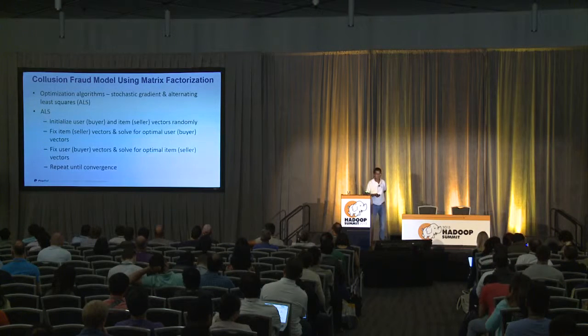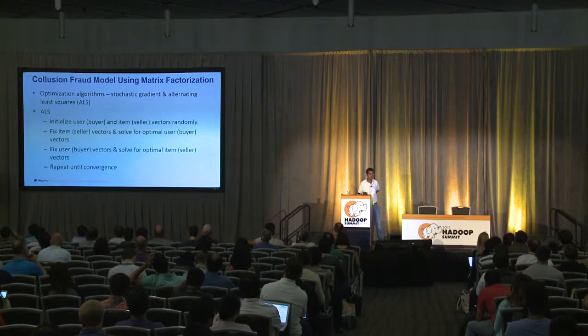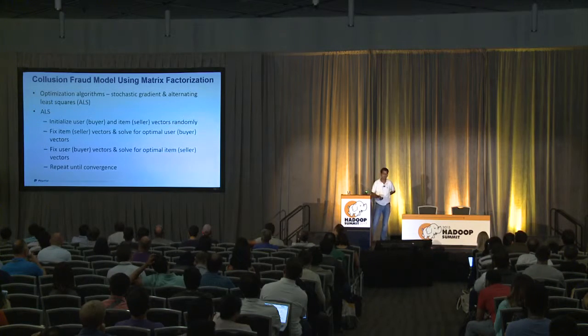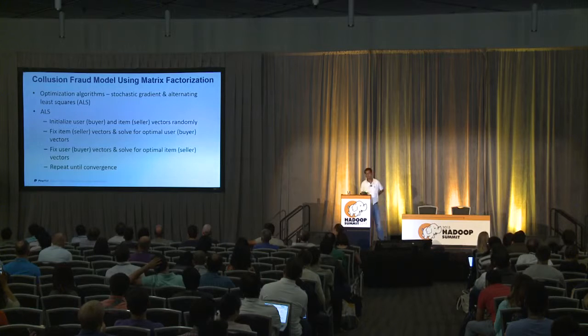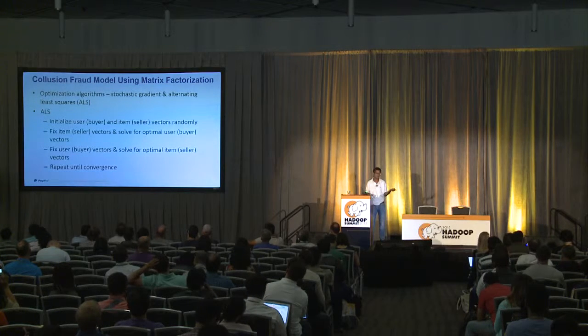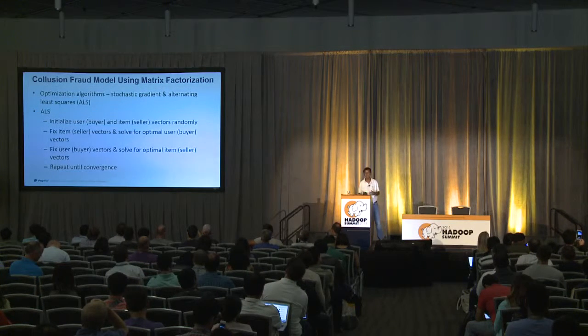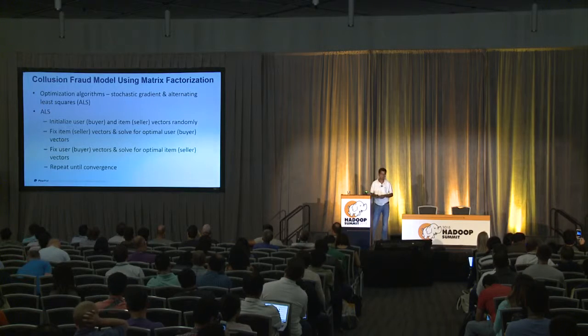The optimization algorithm implemented in Spark uses ALS, called alternating least squares. Basically, you initialize the user and item feature vectors randomly. The reason it's called alternating is that you alternate between the item vectors, in this case the seller, and the user vector, the buyer. You alternate between these until it converges.